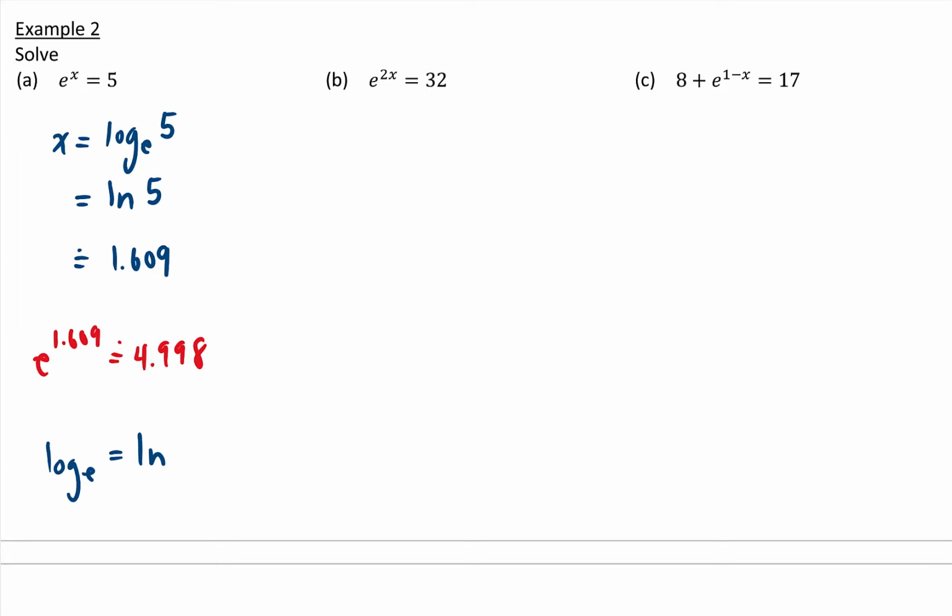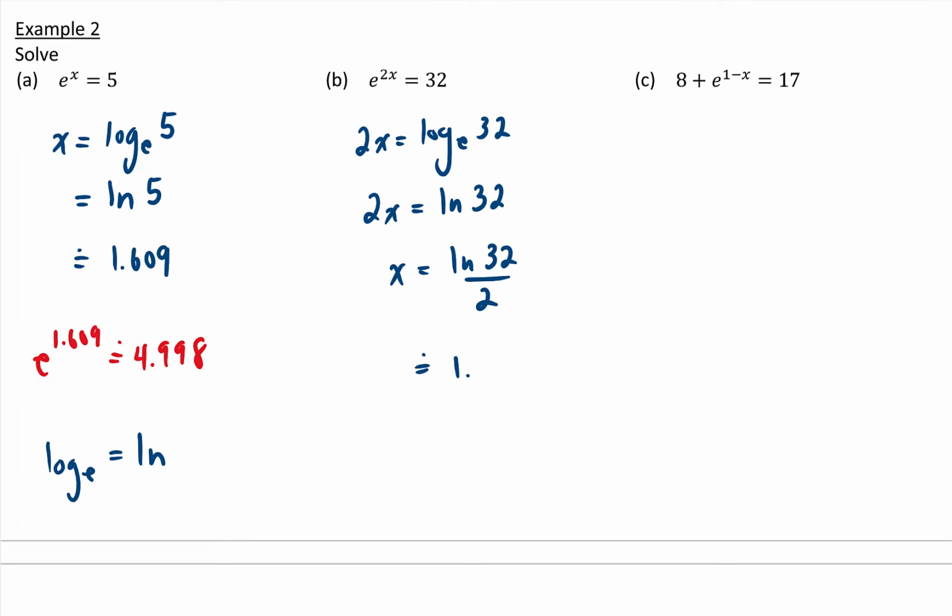If I want to solve e to the exponent 2x equals 32, I have 2x equals the log base e of 32. So 2x equals the natural logarithm of 32, and therefore x equals ln 32 divided by 2. Using your calculator, you should get approximately 1.733. And our final one, c.